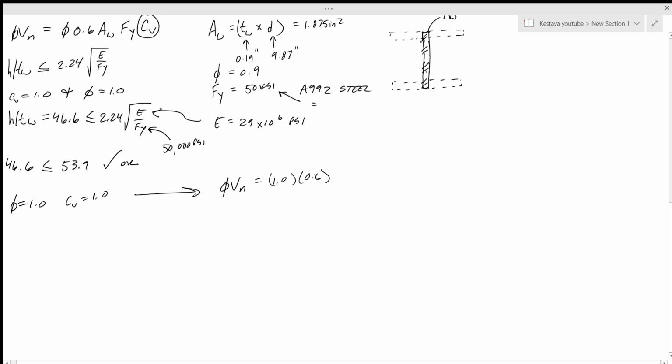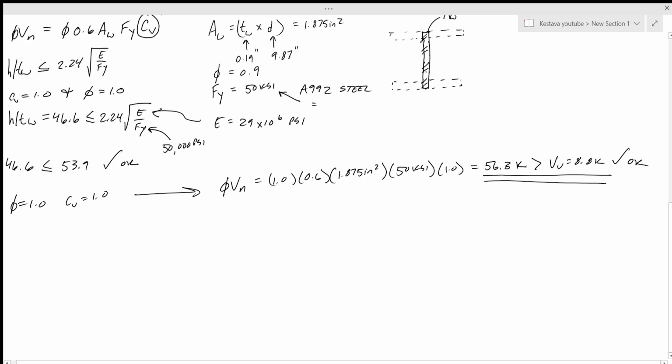0.6. That's just a factor in there. That doesn't get changed. It's part of the equation. Aw is 1.875 inches squared. Fy is 50 ksi. And Cv is 1.0. And that equals 56.3 kips, which you know is greater than Vu, which equals 8.8 kips. So, okay, plenty of capacity. We're good there.